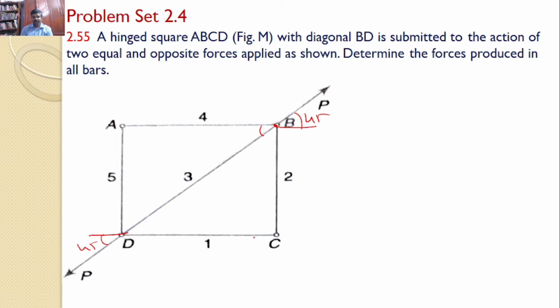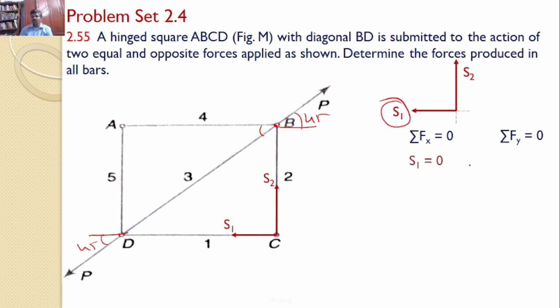Let us start with C. The C is connected with two bars, one is 2 and another one is 1. So the force S2 acts along CB and it is away from point C. The force S1 acts along CD and it is away from the point C. If you draw this S1 and S2 on a separate XY plane, and consider sigma Fx equal to 0, then I can find there is only one force acting along the x-axis. So S1 is equal to 0, and S2 is also equal to 0 by considering sigma Fy equal to 0.